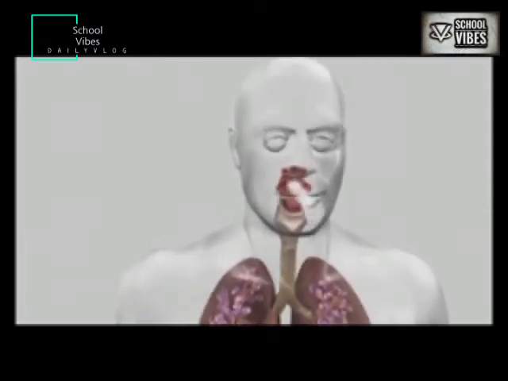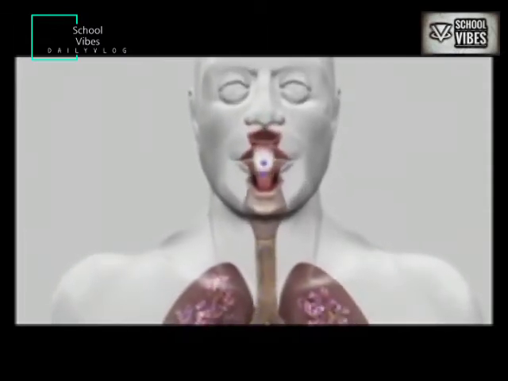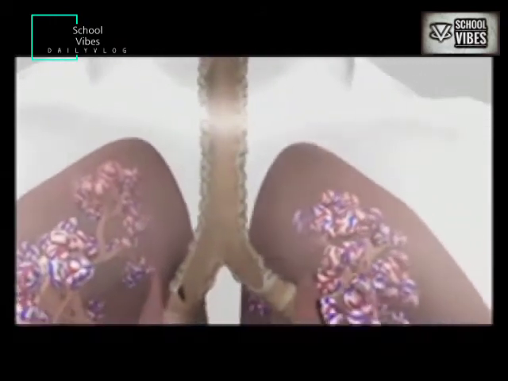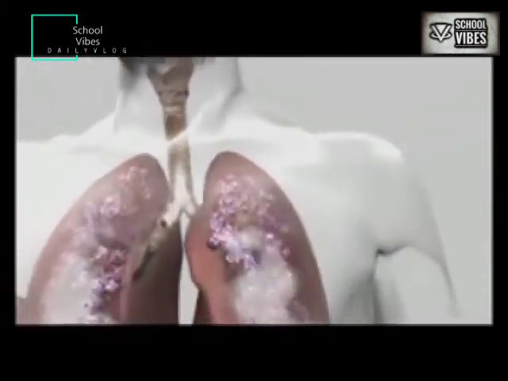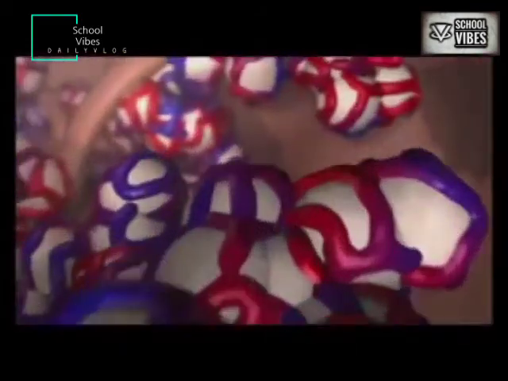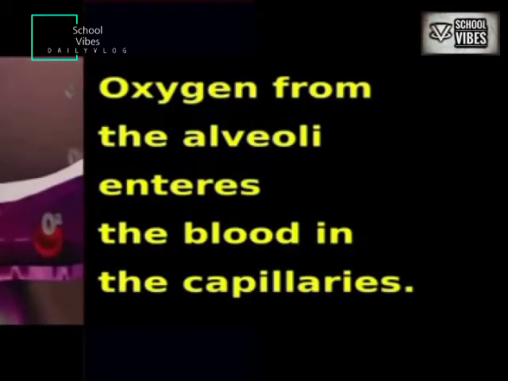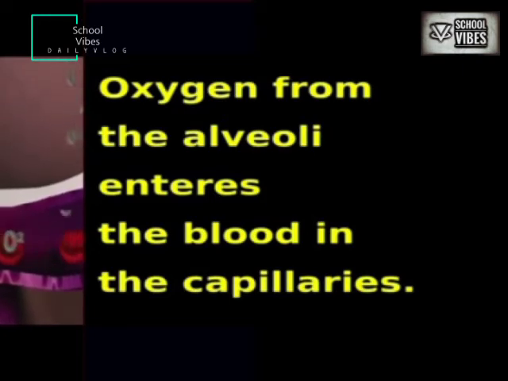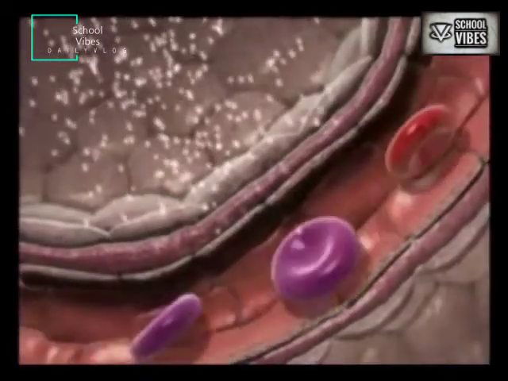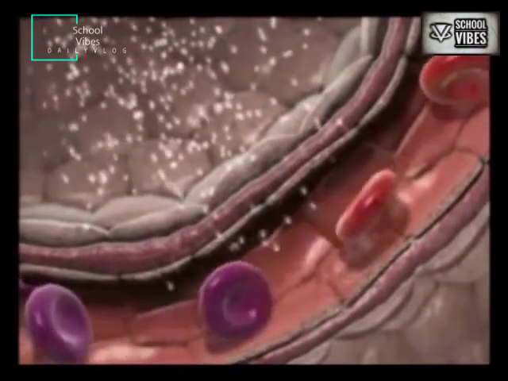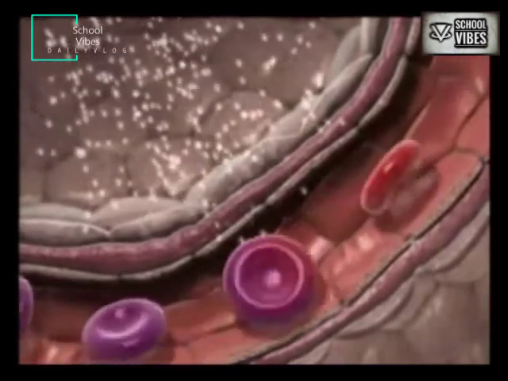Air from the atmosphere enters the alveoli due to inspiration. Exchange of respiratory gases takes place in the alveoli. The structure of alveoli is suitable for this. Alveoli is covered with numerous blood capillaries. Oxygen from the alveoli enters the blood in the capillaries. The concentration of oxygen is high and that of carbon dioxide is low in the alveoli. Due to this, oxygen from the alveoli enters the blood capillaries through diffusion.